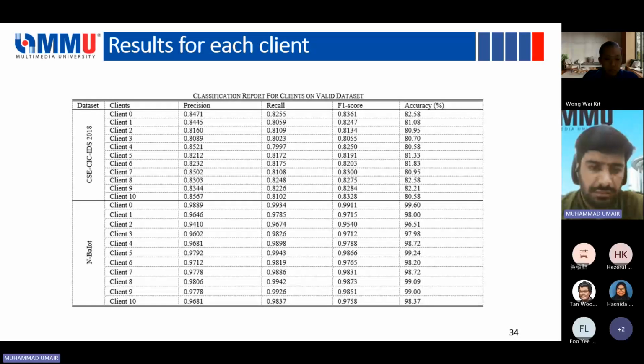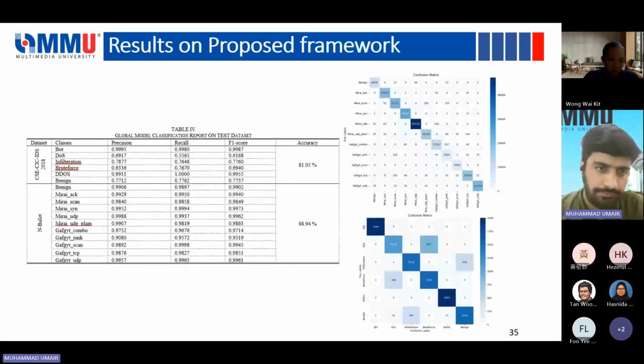Overall, the CSC dataset was somewhere around 80 to 82% accuracy, and the NB-IoT dataset was between 96 to 99% for the clients. And then upon aggregation, the overall global model performance obtained on the test dataset is as follows. We achieved an accuracy of 98.94% on the global model for NB-IoT, and for CSC respectively we achieved 81.05%. And then we gave a class-wise classification report of each of those attacks respectively.